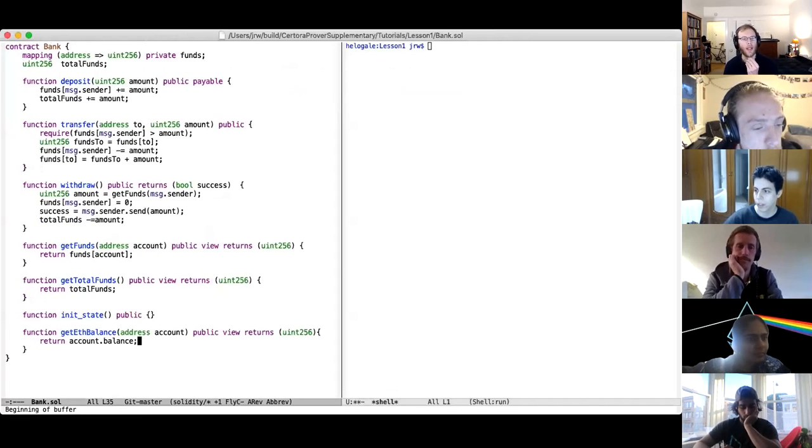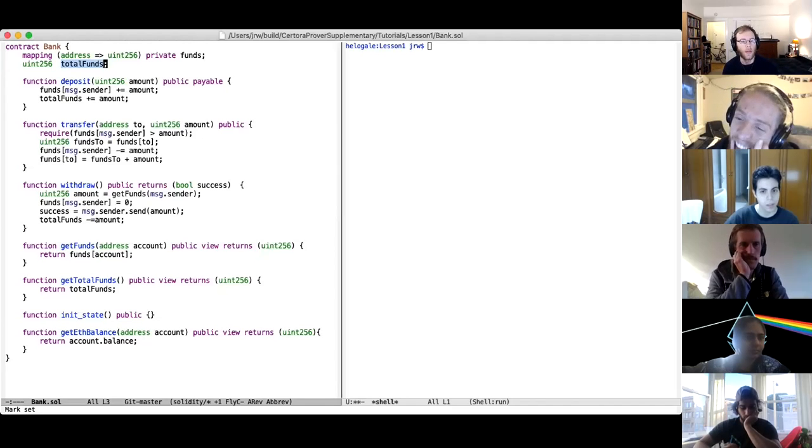Fits on one screen. So like I said, we've got this mapping that has the balance of each account, and we've got this total that keeps track of the sum across all accounts. And then I only want to look at two functions. I want to look at deposit, and I want to look at get funds. Let's do get funds first. This is just a getter, right?